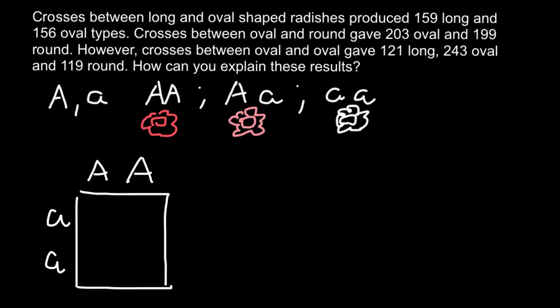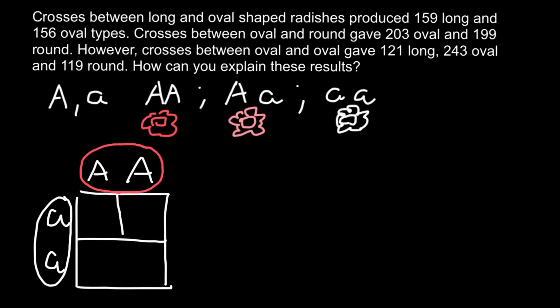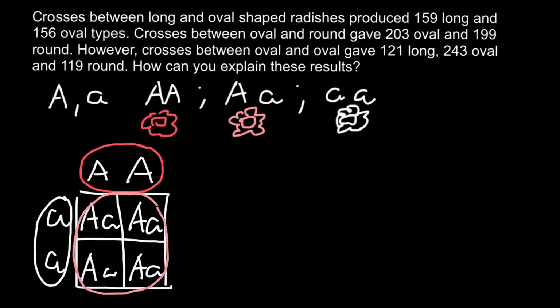So this is going to be a plant with red flowers, and this one is going to be a plant with white flowers. As you see, 100% of such a cross would be plants that are heterozygous, and the color would be pink. So 100%.